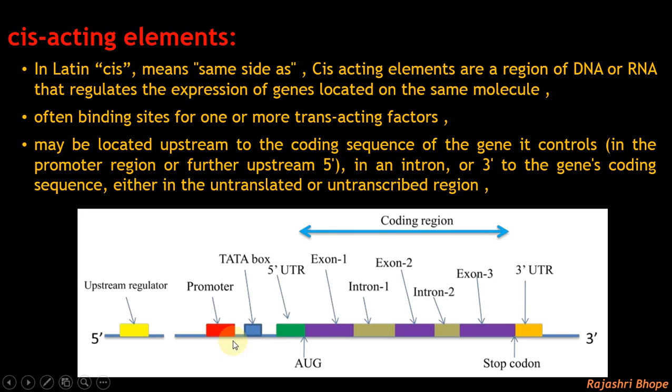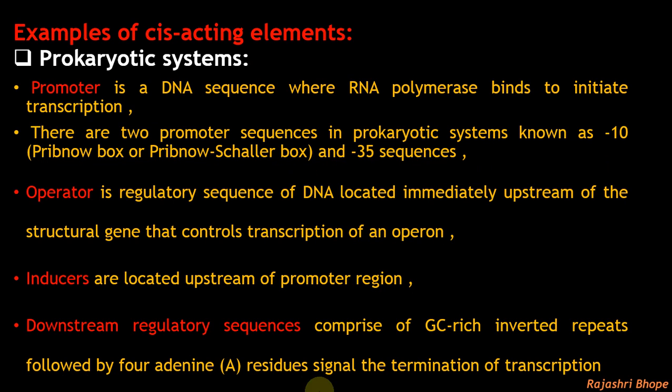Okay. Now this promoter and this UTR, the untranslated or untranscribed regions, control expression of genes which are present on the same side of the gene. See, these are on the left side and this is on the right side of the gene. These are the examples of cis-acting elements.